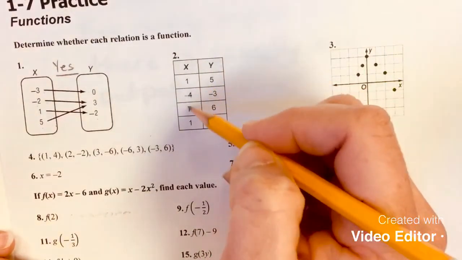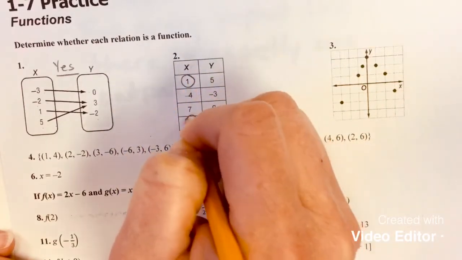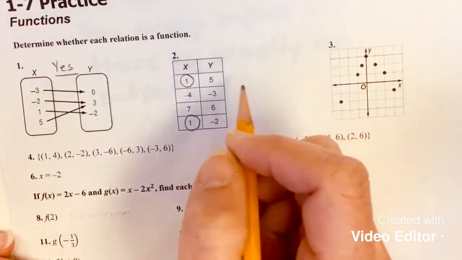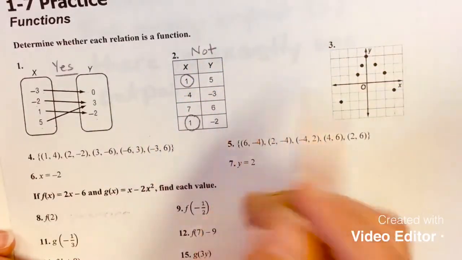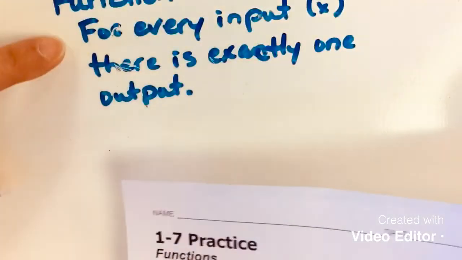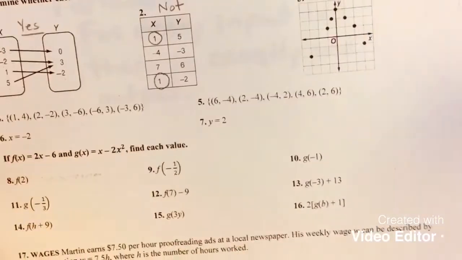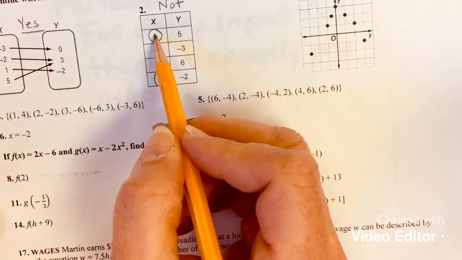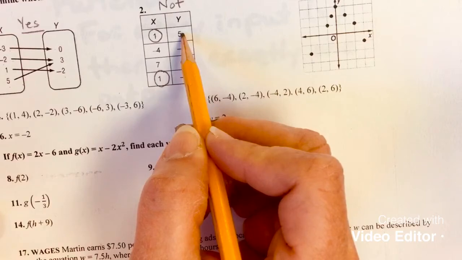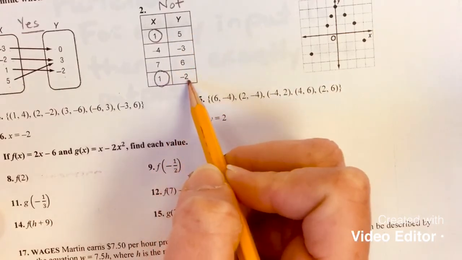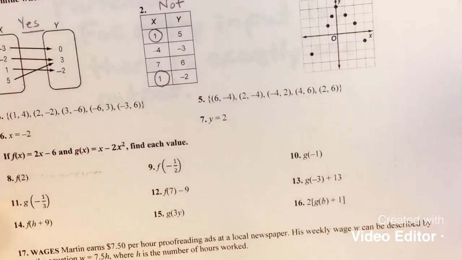Now, do any of these values repeat? Yes, we have one here and one here. So because of that, it is not a function. Because does it apply that for every input, there's exactly one output? No, because we have 1 here as an input and it comes out a 5, the output, and you have 1 here and it comes out a -2. So that is not a function.